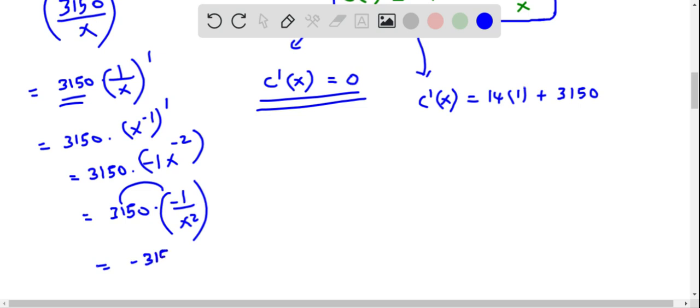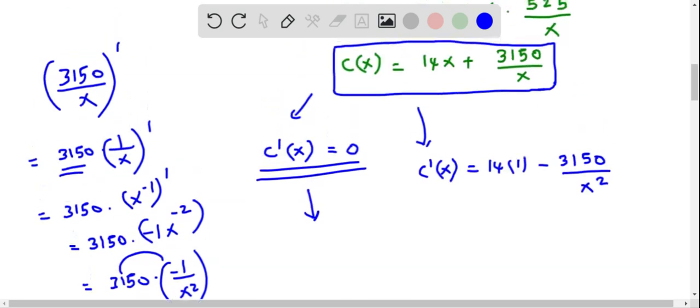So it becomes negative 3150 over x squared. So we can replace this as negative 3150 over x squared. And to find the critical numbers of the cost function, we have to set up C prime of x equals 0. That is, first derivative equals 0.